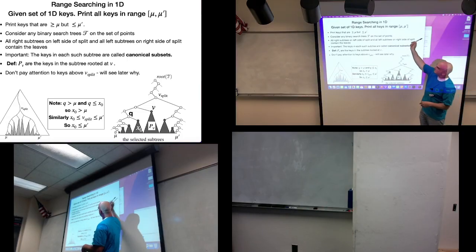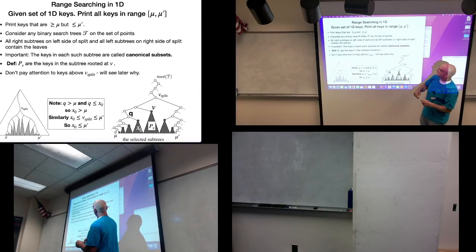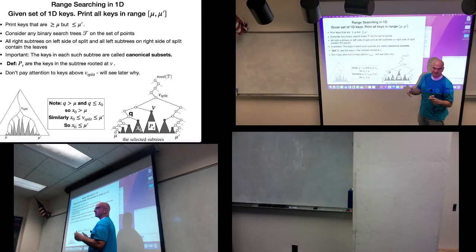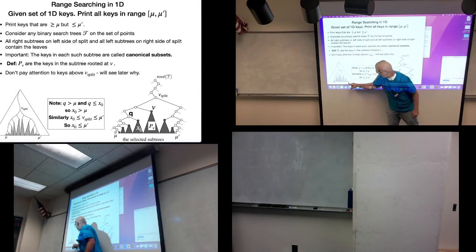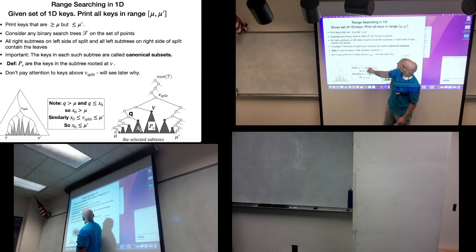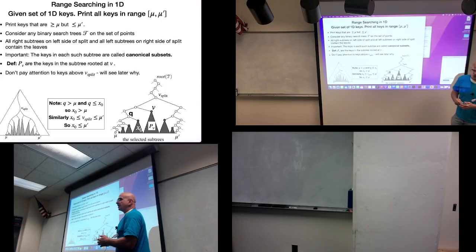So let's now take the points in one dimension, and the query that I'm going to give you is I'll give you two values, mu and mu prime, x and x prime, and I want to know who are all the keys between x and x prime. No y in the game for the time being. Who are all the keys between mu and mu prime? Keys that are larger than mu but smaller than mu prime. And we don't need to think very hard about this problem.